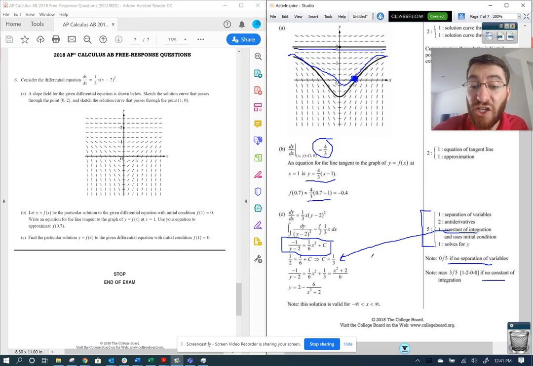Use the initial condition. You just need to even consider this initial condition. X equals 1 and f of 1 is 0. So if you even consider that anywhere, so if you use that f of 1 is 0 anywhere, then you're considering the initial condition. Then solve for y. So y is right here. It tells you what the domain is. You don't need to have that for full points because it's obvious that functions are only defined on their domain.